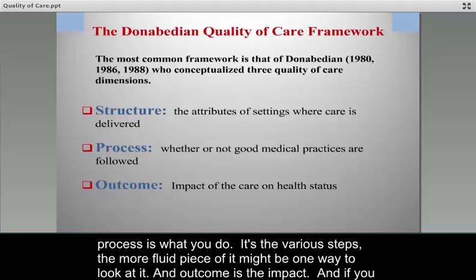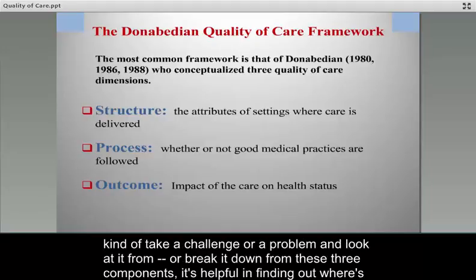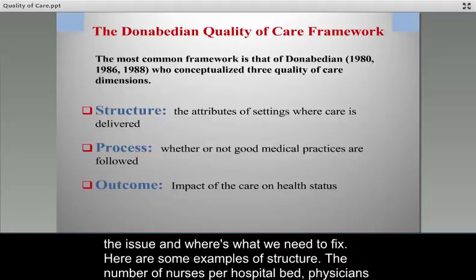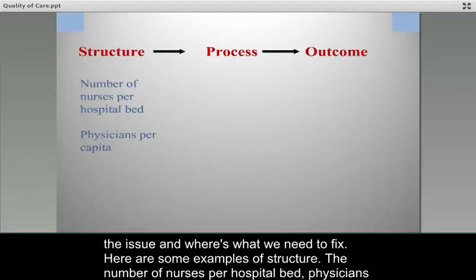And outcome is the impact. If you take a challenge or a problem and break it down from these three components, it's helpful in finding out where the issue is and what we need to fix. Here are some examples of structure.